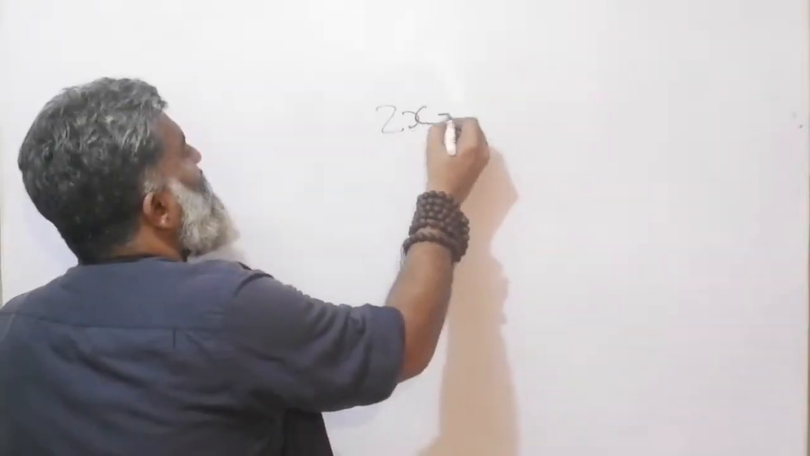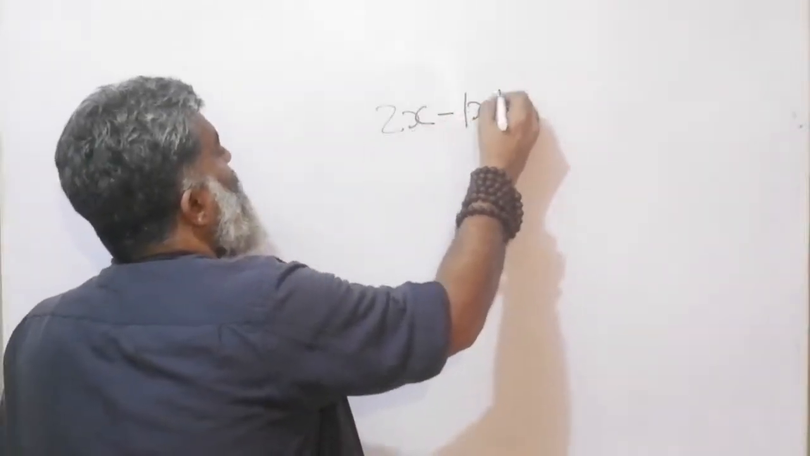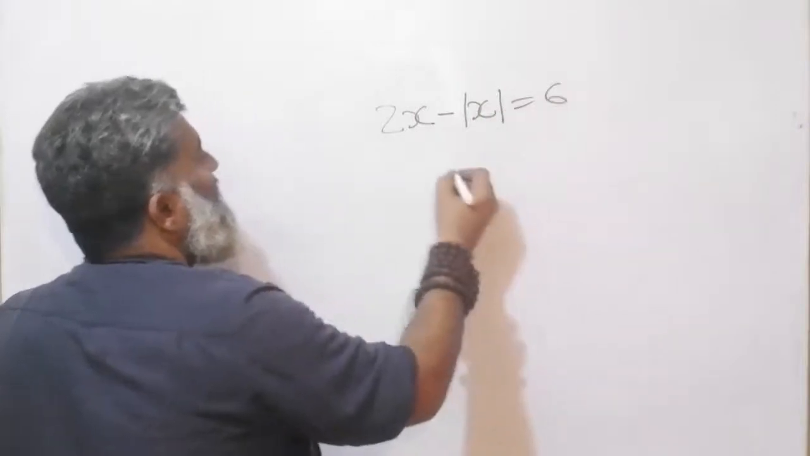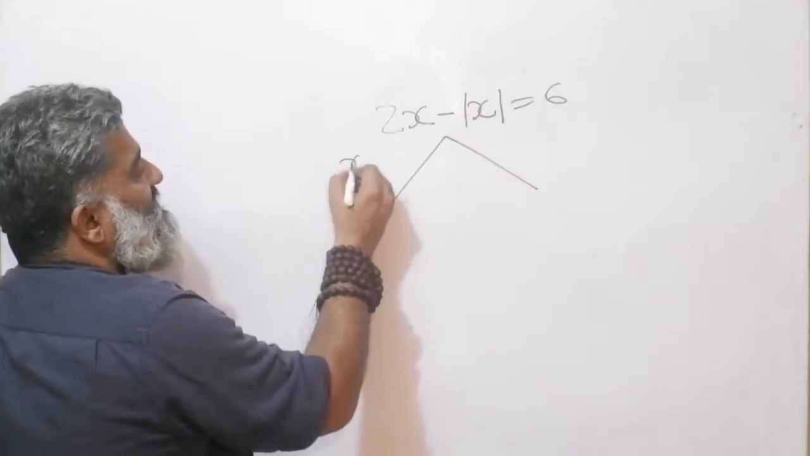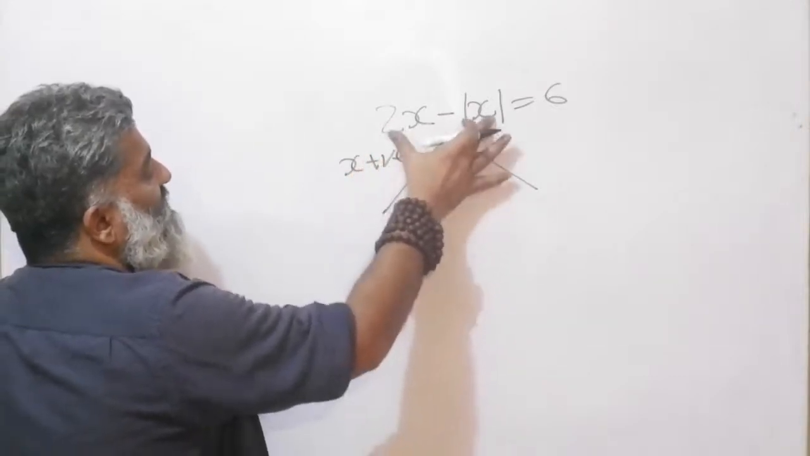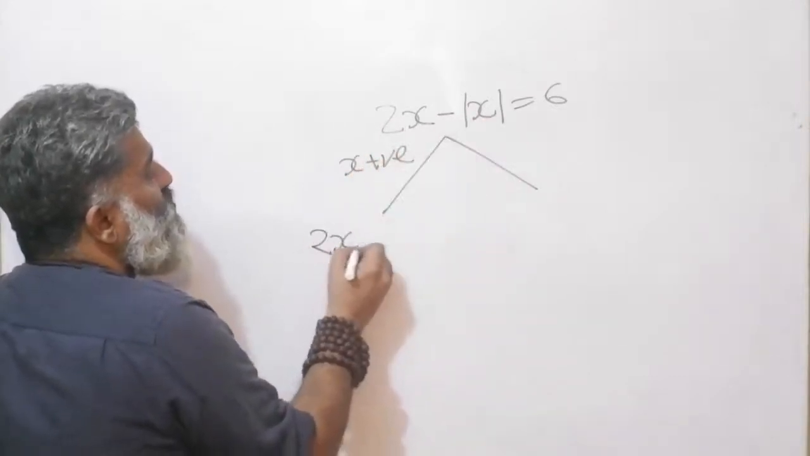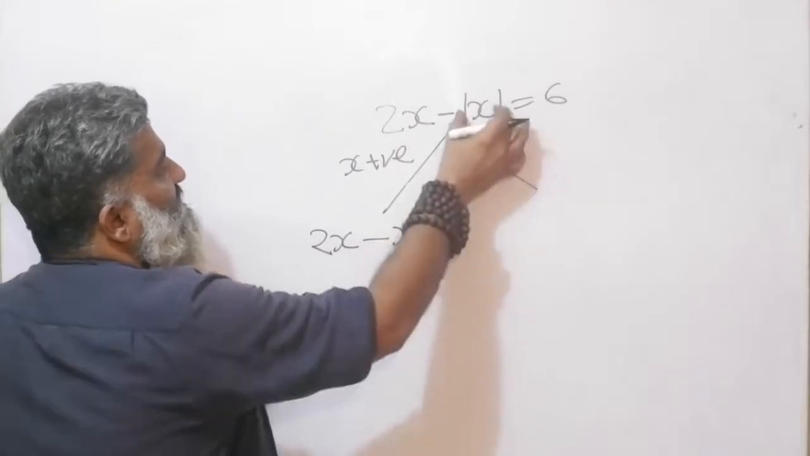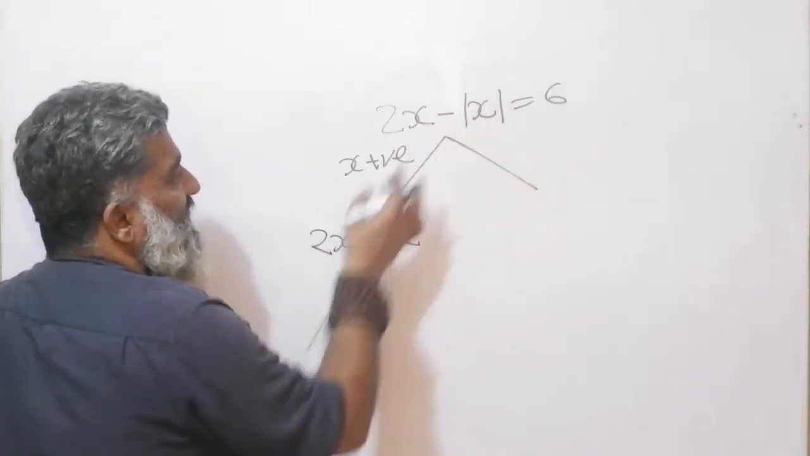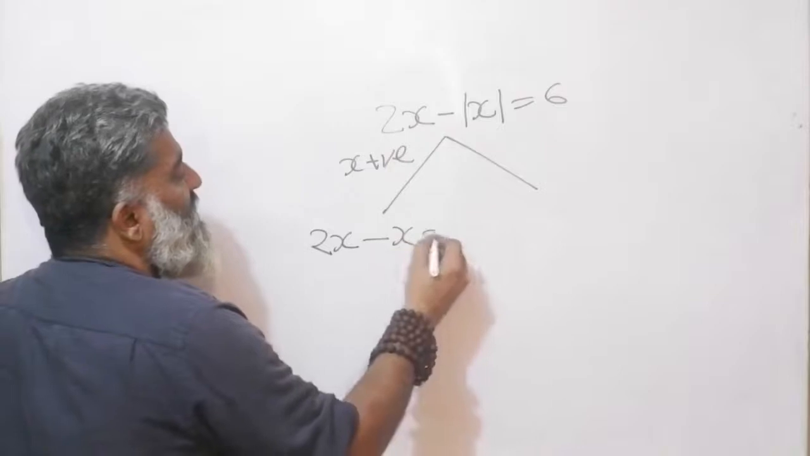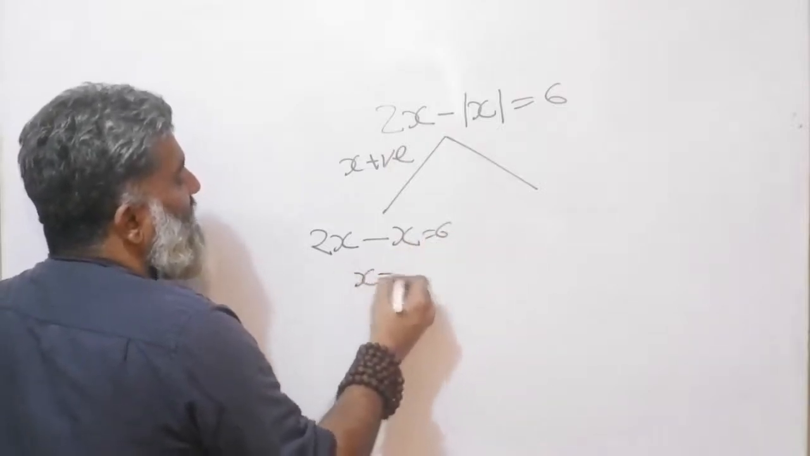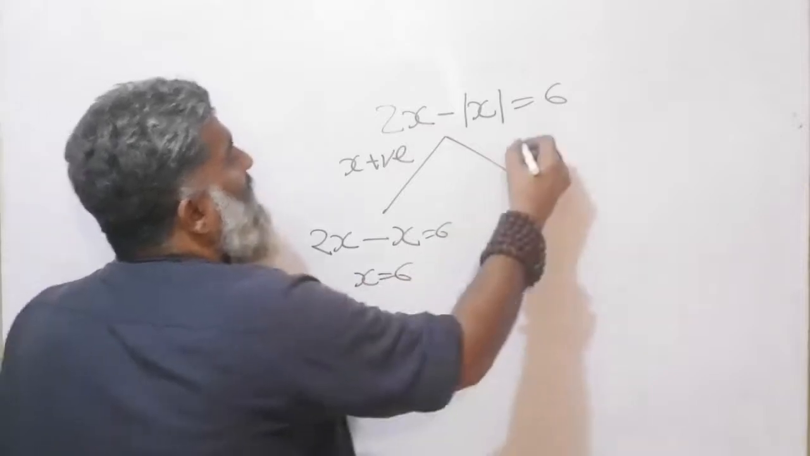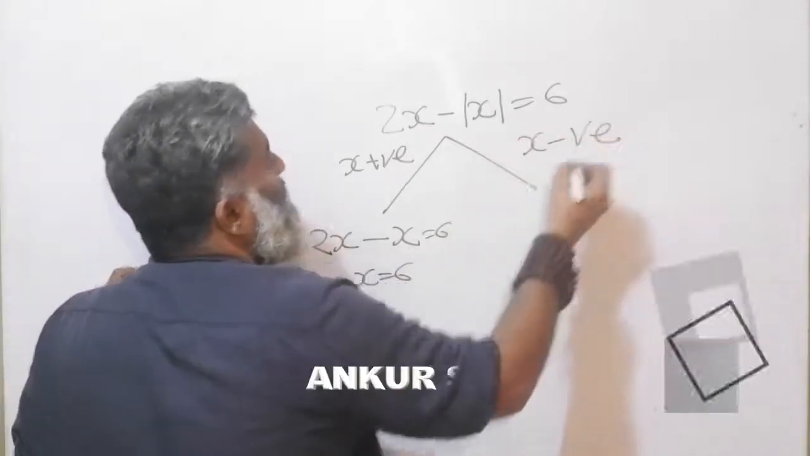Just change the story to x minus of mod of x is equal to 6. Quickly create two situations. In one case, when x is positive, you know it is straight away just copy the equation 2x minus x, because instead of mod of x, you're just writing an x and just copying the equation the way it was. And this is equal to 6, and the overall value that you get is x is equal to 6.